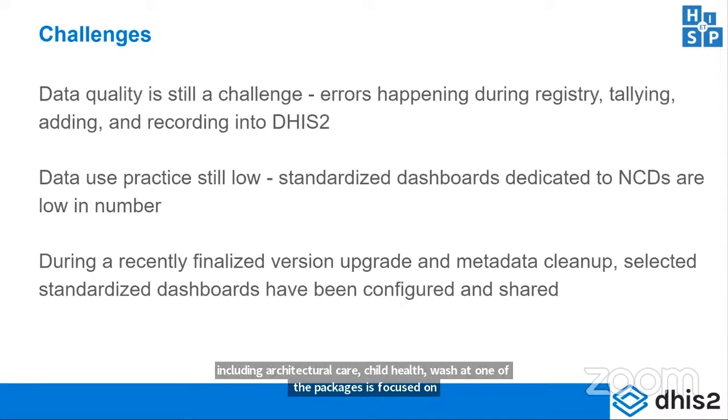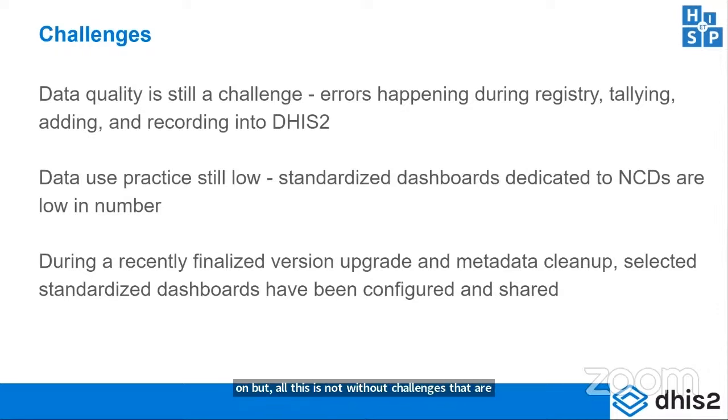But all this is not without challenges. Data quality is still a challenge in the country. Errors are happening when data is being captured on the registries and the registers at the facilities, when they are tallied from these registers and added, and then when they are entered into DHIS2. And some evidence shows that there are some edits after the data is entered as well. Some of these issues are being identified and tackled by supportive supervision, but still the problem remains.